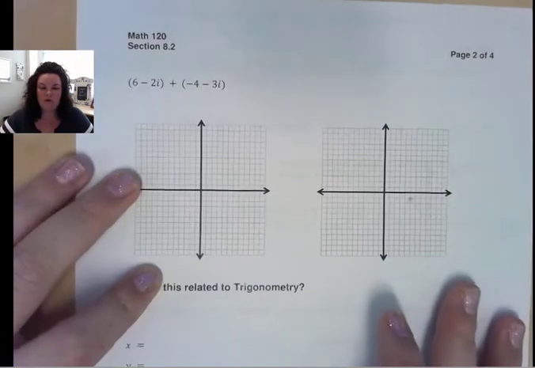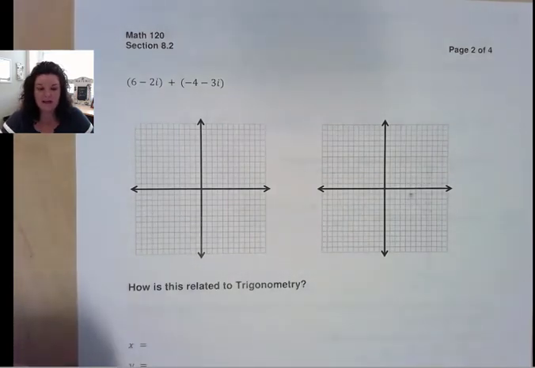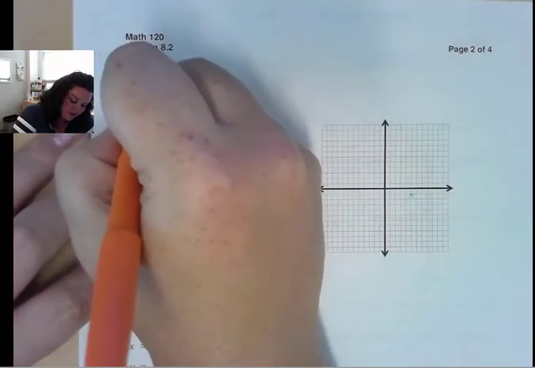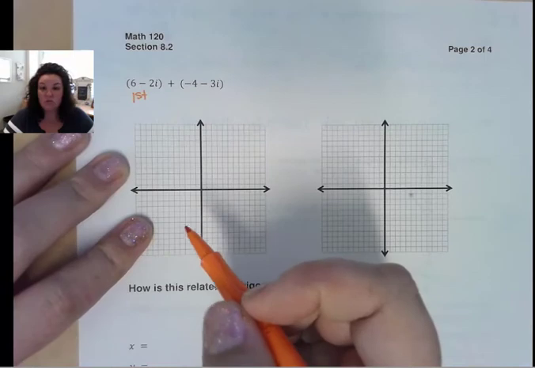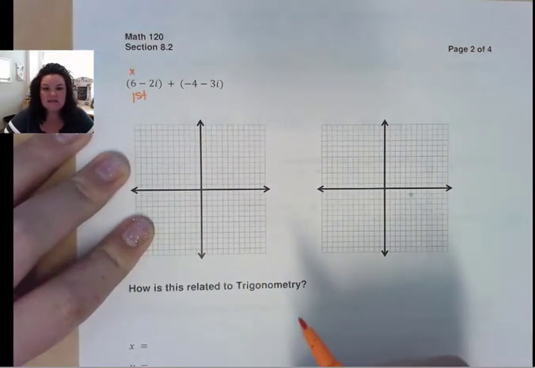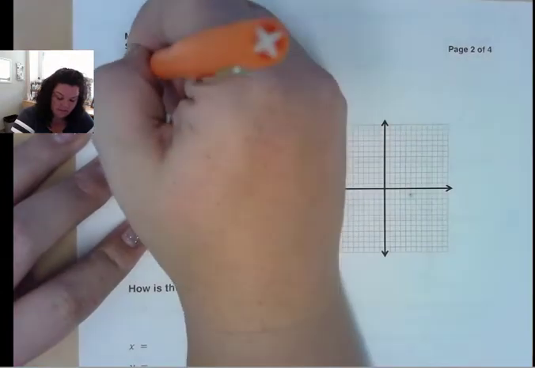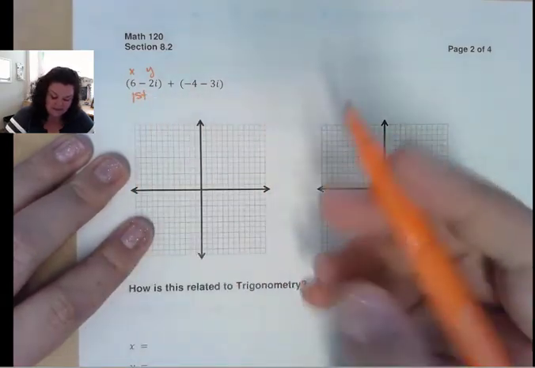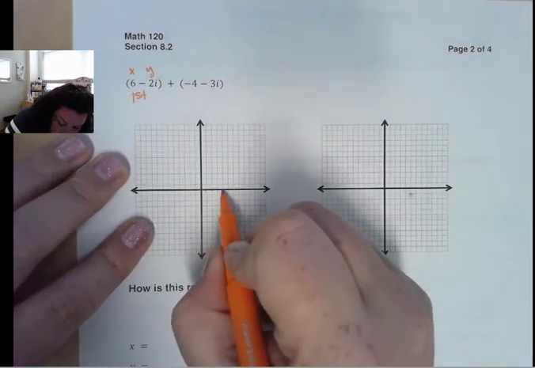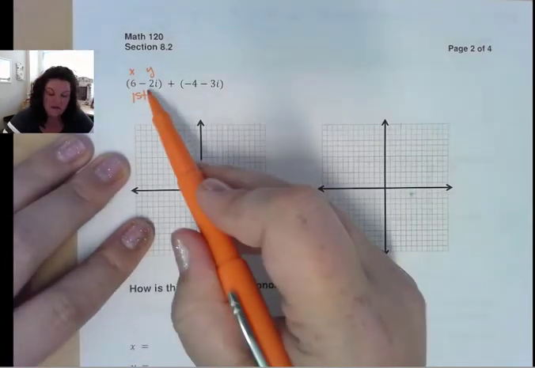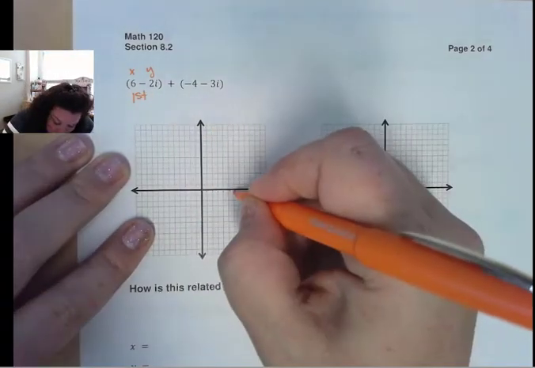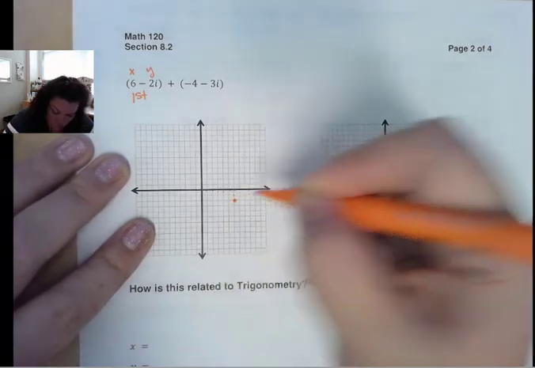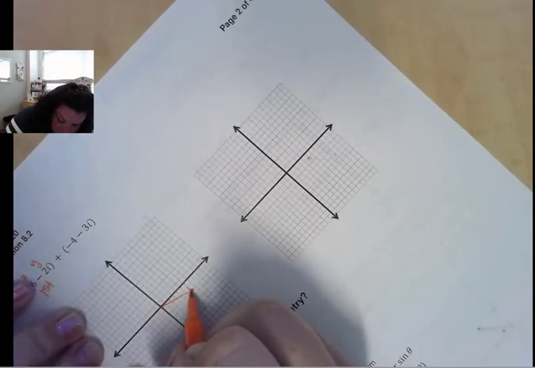Okay. All right, so on this one, we have 6 minus 2i, and we're adding negative 4 minus 3i to that. So this is my first number. My real number part, or my x, is going to be the 6. My imaginary part of this number is going to be the negative 2i. So to graph this first one, my x is going to be 6: 1, 2, 3, 4, 5, 6. And then because my y is negative, I'm going to go down 2. So this is what my first vector looks like.